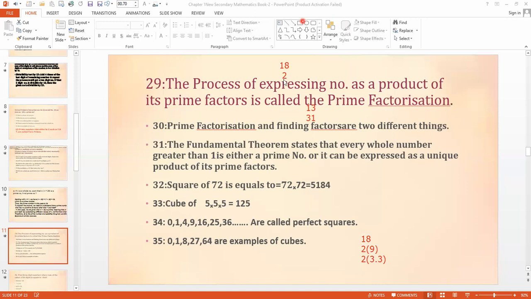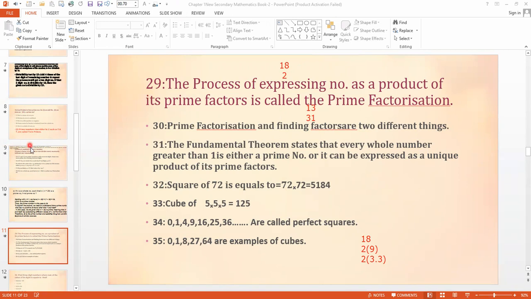Suppose 18, it is not a prime number. But when we convert it into prime factors, in the end result we will get prime factors. So this means all numbers are either prime numbers or the product of prime factors. Clear?